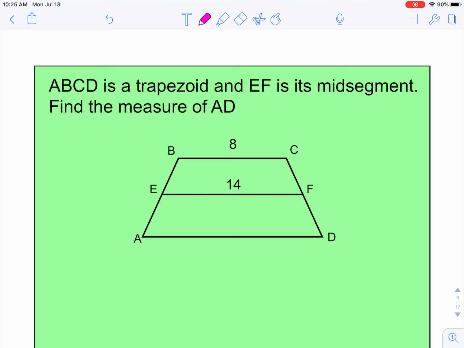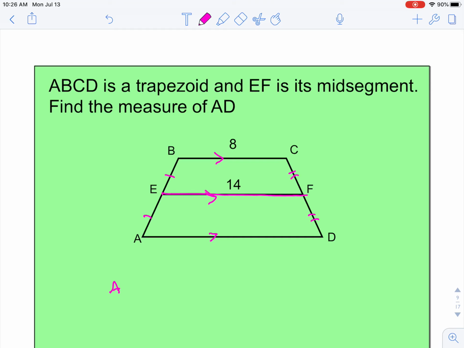Pretty simple. So let's try some problems. It says ABCD is a trapezoid and EF is its midsegment. So if it's a midsegment, remember these two pieces will be equal because it's formed from the midpoints of each of those legs. We also know because it's a trapezoid that these two bases are parallel and the midsegment is going to be parallel to them. Remember, the midsegment is the average of the bases.